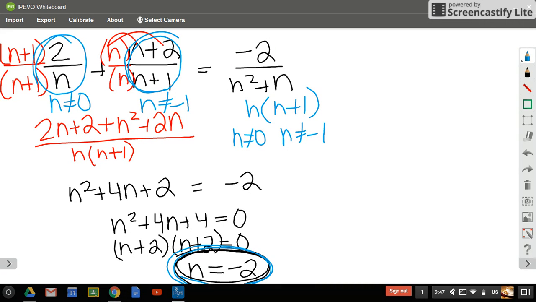And that means that's the only number that you could plug in here to get this to be a true equation. If you want to check your answer, you can plug it in. Plug it in for each n value, and you should get two equivalent expressions.